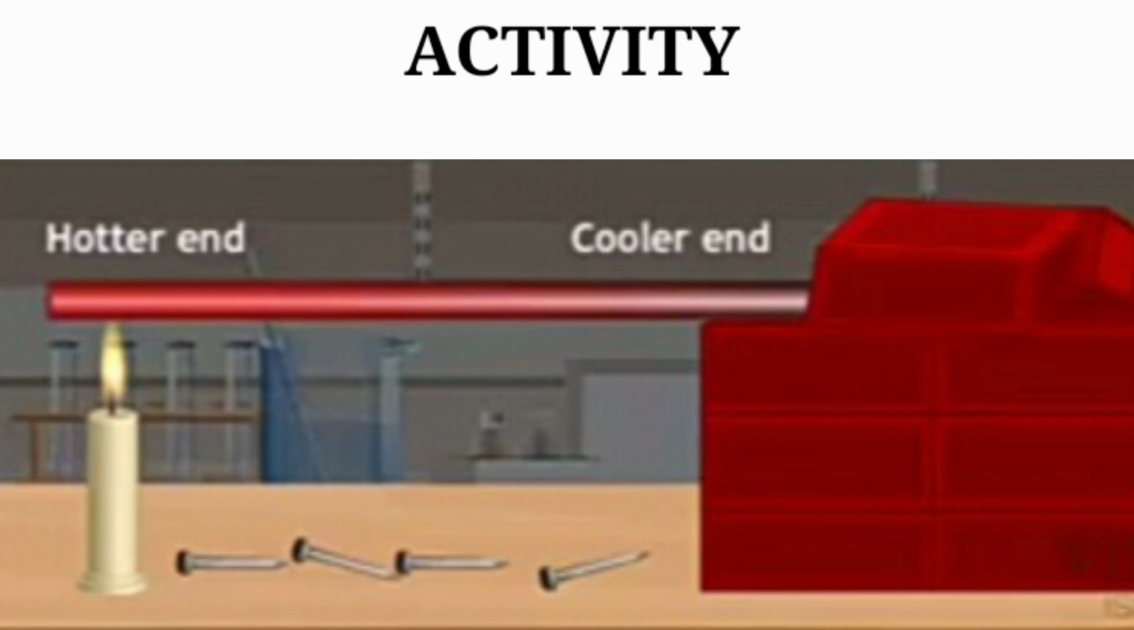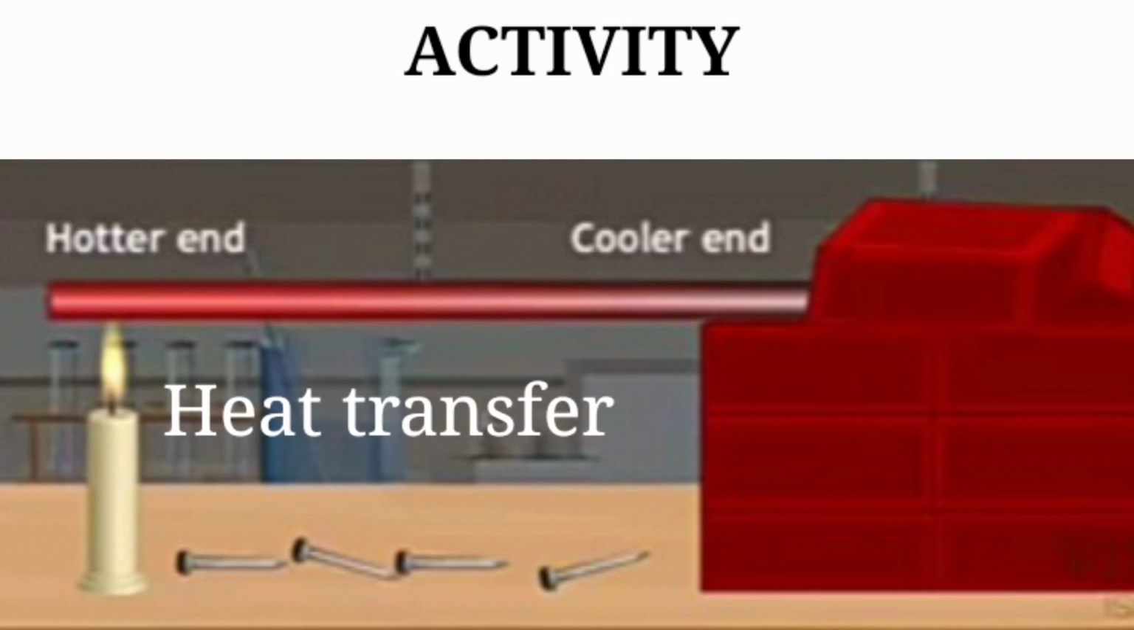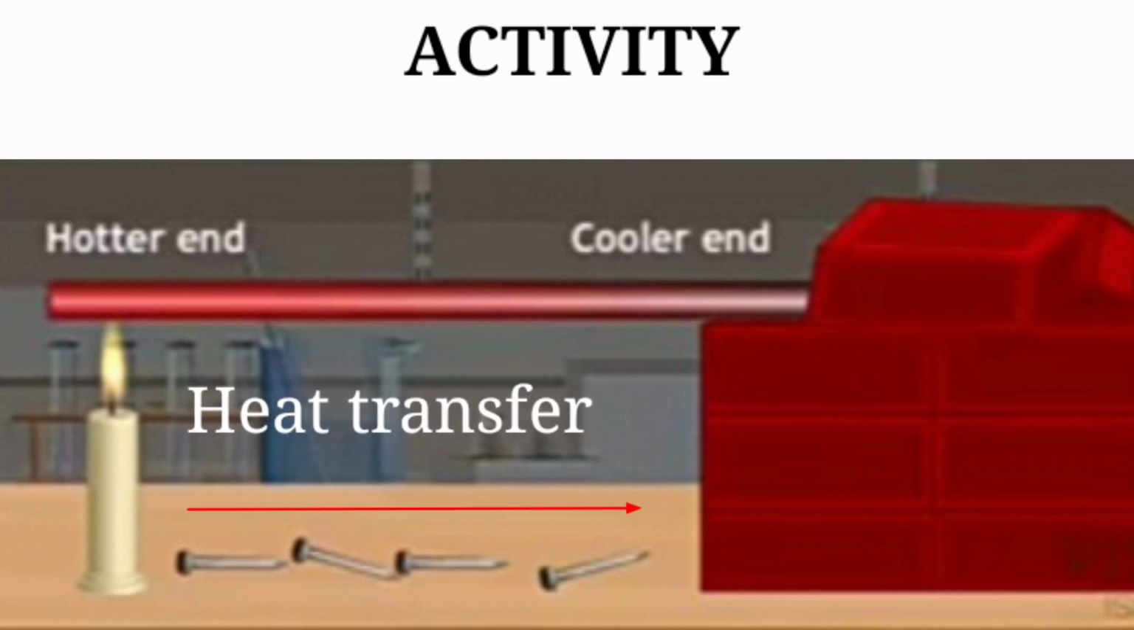The pin which is near to the flame falls off first and the pin furthest from the flame falls off the last. This shows that the heat is being transferred from the hot end of the rod to the cold end of the rod, from one end of the rod to the other end. So this proves the process of conduction.